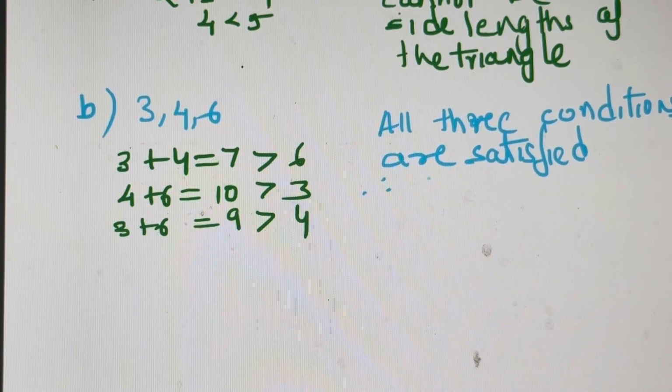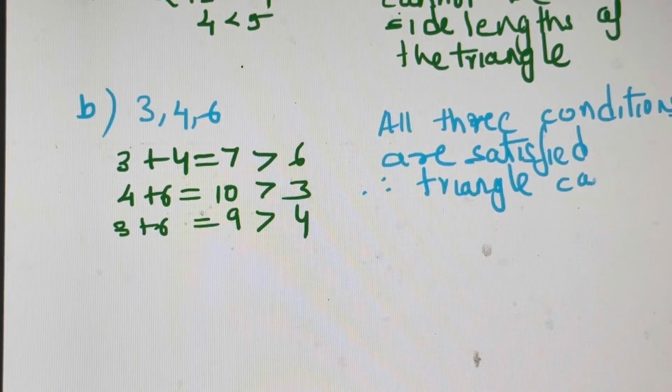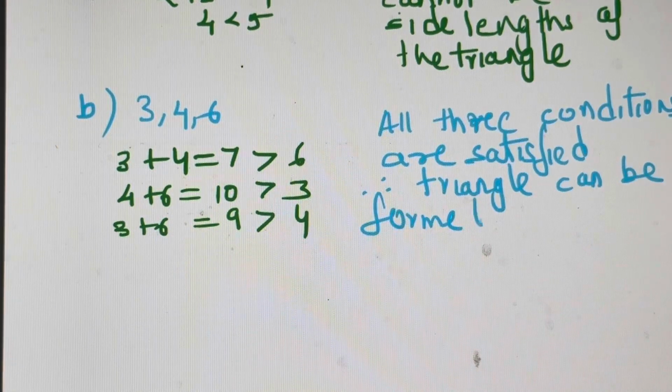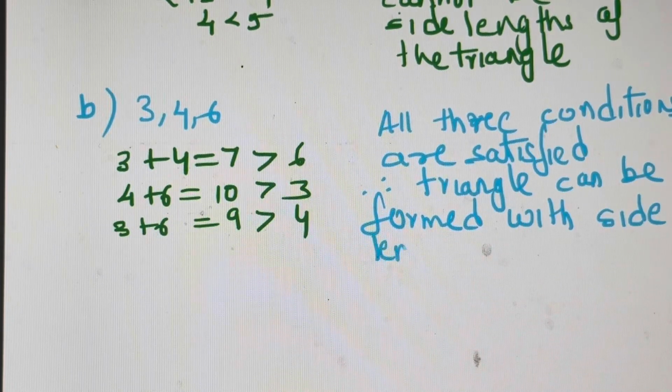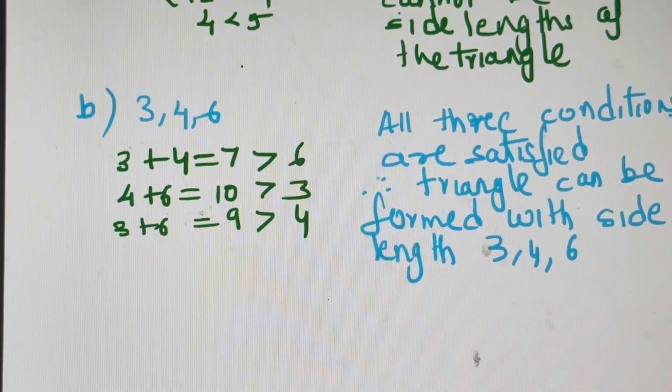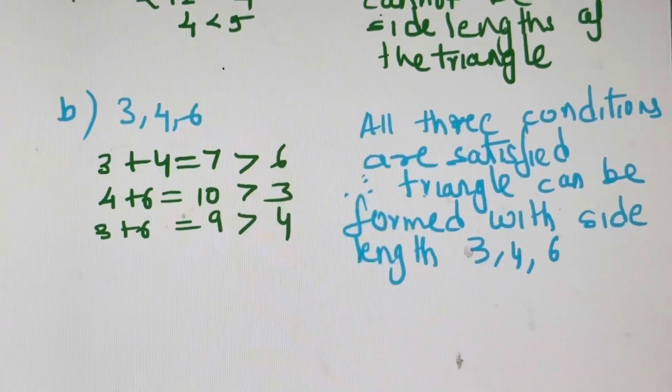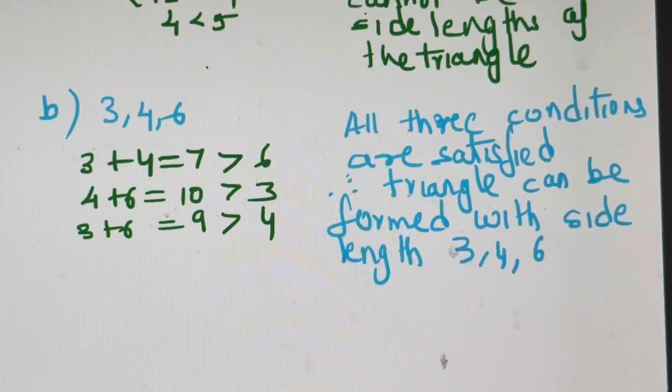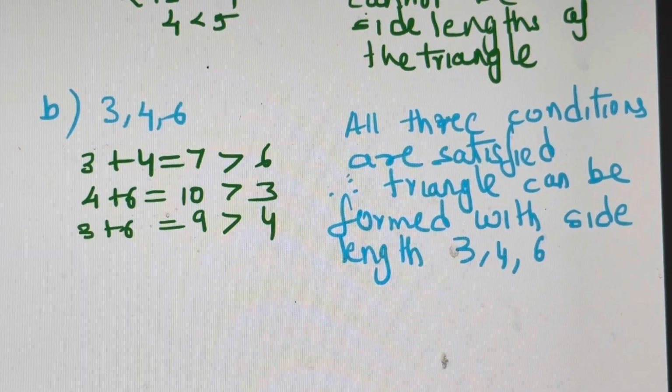Therefore, triangle can be formed with side lengths 3, 4 and 6. Fine. There are 3 dots. If you know, that's the symbol of therefore. Fine. Now we do question number C.